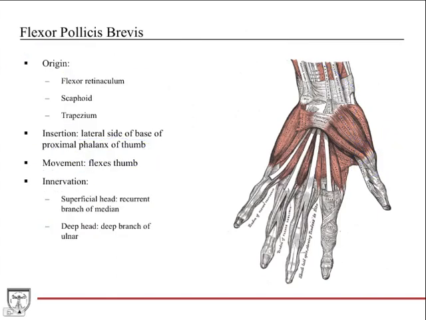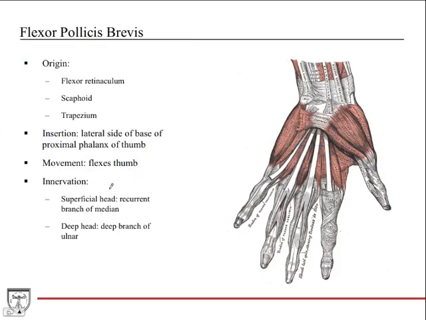Flexor pollicis brevis. Here's a good view of it, just deep to the abductor pollicis brevis. Again, flexor retinaculum, scaphoid, trapezium is the origin. Insertion, it's on the lateral side of the base of the proximal phalanx of the thumb. So you can see that very nicely here. Movement, it flexes the thumb. Again, flexor pollicis meaning thumb, and then brevis, so it's in the name. This muscle contracts and flexes the thumb this way.